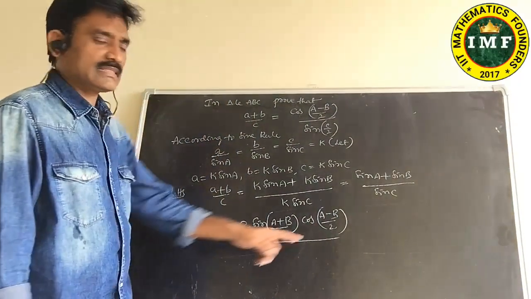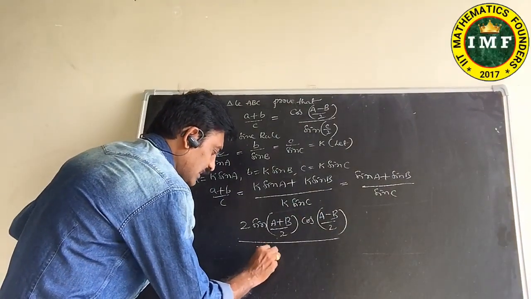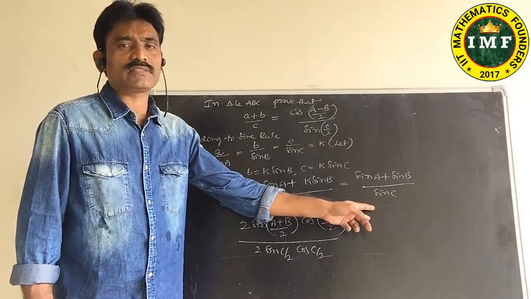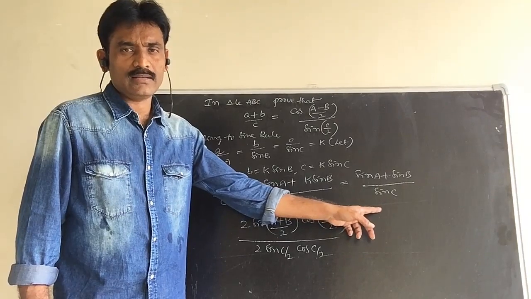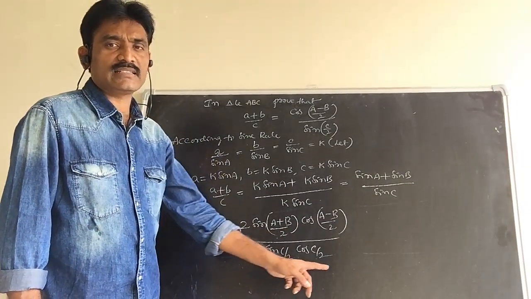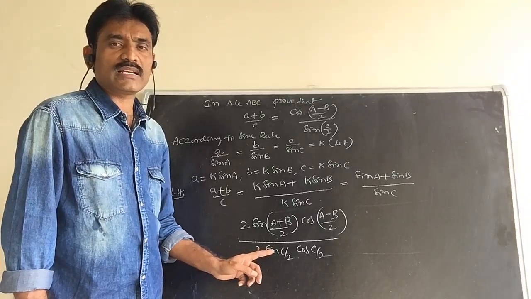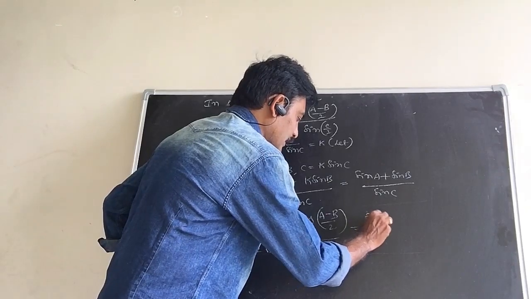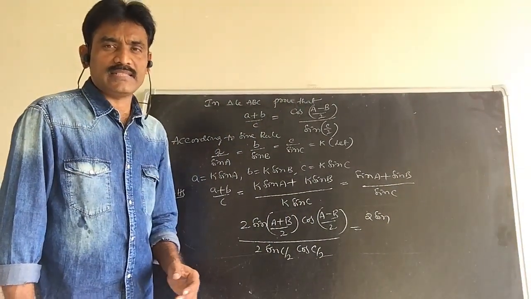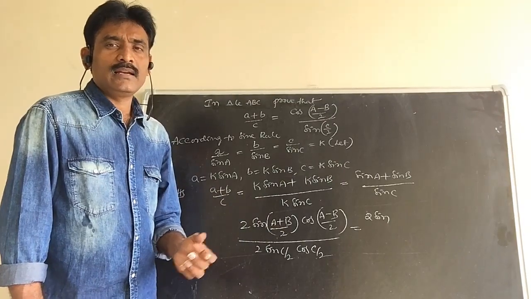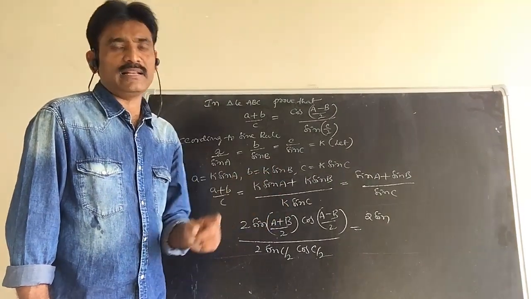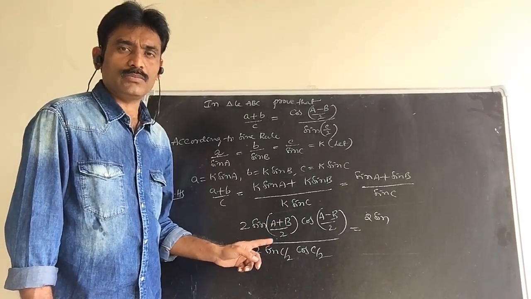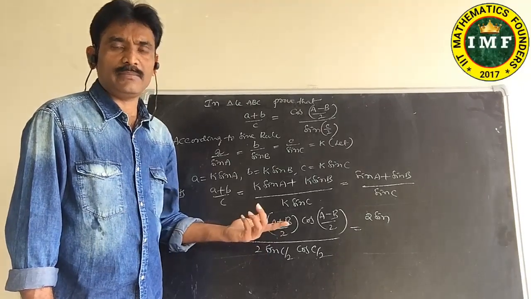divided by, the sin c can be written as 2 sin c by 2 cos c by 2. This is in the form of sin 2a, formula 2 sin a cos a. According to that, we can get 2 sin c by 2 cos c by 2, right? Then what we can get? We know that in triangle ABC, the sum of three angles is 180. So a plus b can be written as 180 minus c. So in place of a plus b, if you write (180 minus c) by 2, it means 90 minus c by 2.